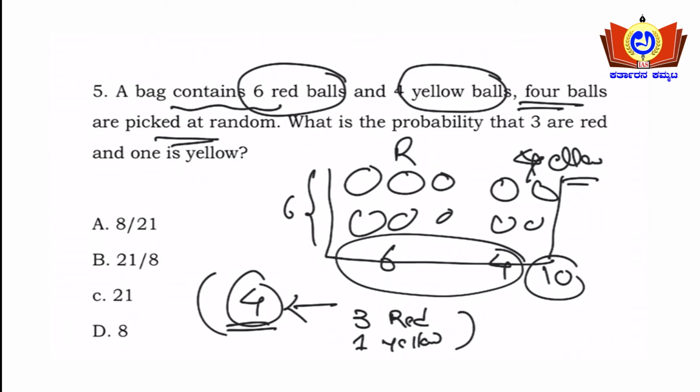Also take care of this, as I have always told you. See here, what is the probability that 3 are red and 1 is yellow? Here, 'and' means you need to multiply. If it is 3 red balls or 1 yellow ball, then you need to add. 'Or' means add, and 'and' means multiply. You need to keep this in mind while solving problems. Okay, so I'll solve it on the next page here.